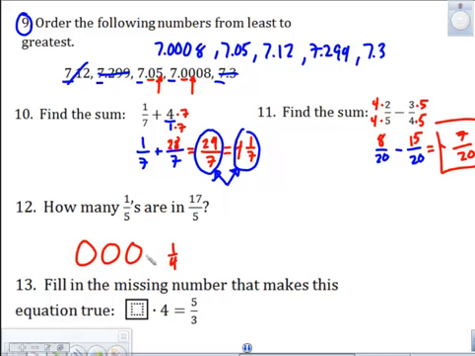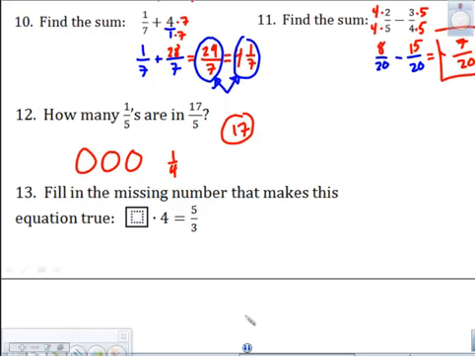3, right? 3 quarters are in 3 quarters. Okay, so here, how many 1/5 are in 17 over? So that would just be 17. Okay. All right, number 13, it says fill in the missing number that makes this equation true.